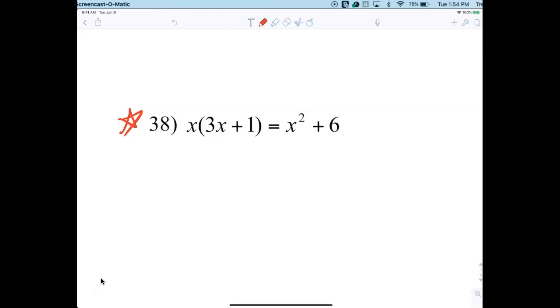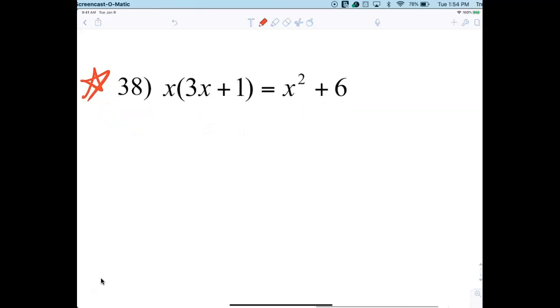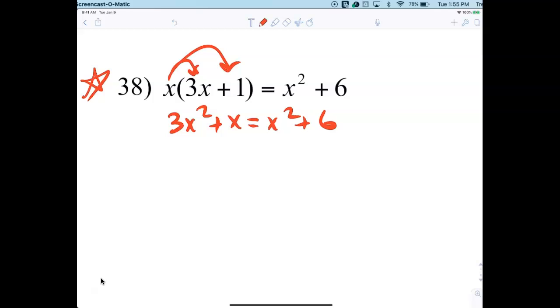So the first thing I need you to pay attention to is I have to go ahead and distribute this out, guys. If I were to distribute that, that becomes what? 3x squared plus x equals x squared plus 6. Now what do I have to do? Move it over, which is minus x squared, right? If I do minus x squared, that leaves me how many x squareds? 2x squared.